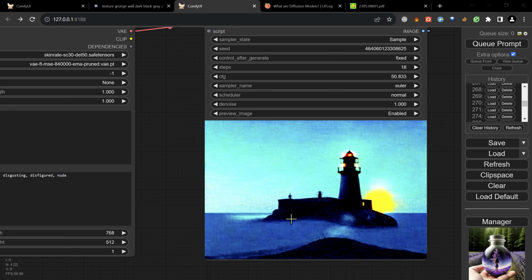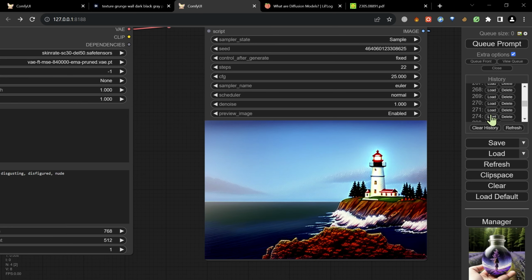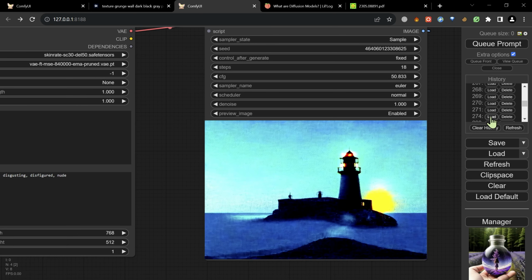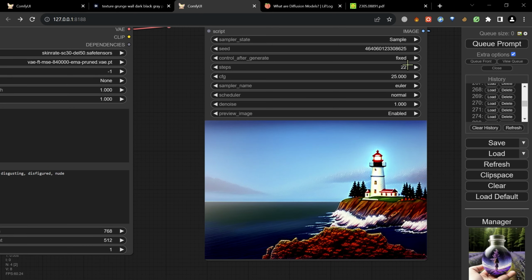And I gotta tell you, even at sunset, I don't think we'd see this color blue. So at 50, the saturation, the contrast, it's off the scale. It's really off the scale. So we did change the steps a little bit, but most of the change there comes from the CFG.